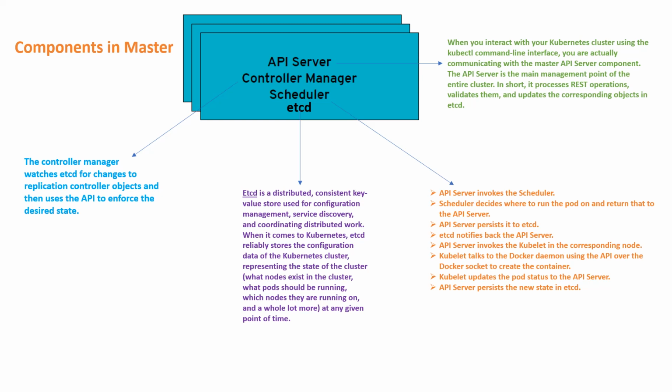Now coming back to controller manager. The controller manager watches etcd for changes to replication controller objects, and then uses the API to enforce the desired state. Which means, for example, if in my YAML file I make a statement saying that my replicas is 3, then these 3 copies of the replica across my Kubernetes cluster are controlled and managed by this component in my Kubernetes cluster.